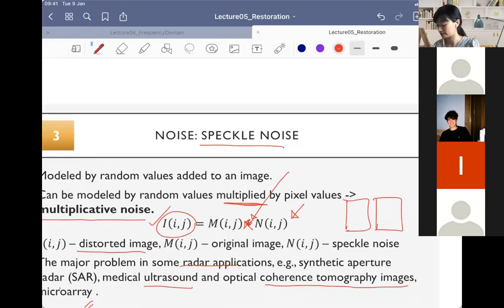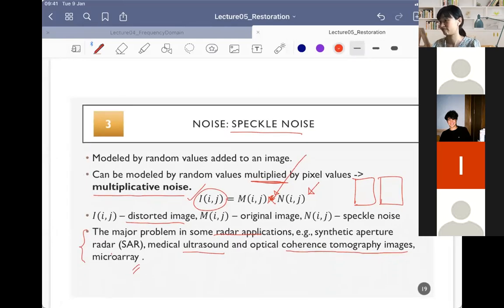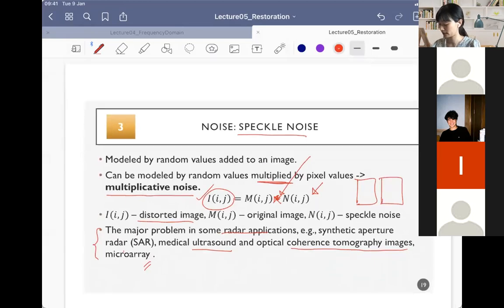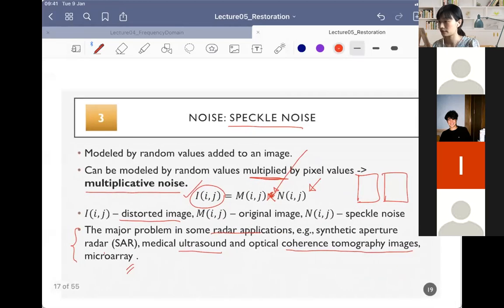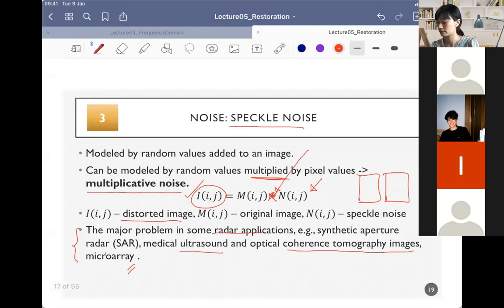The previous two noises are addition noise. So the salt and pepper and the Gaussian are addition noise, right? It's added to the original image. Okay. Can speckle noise be addition, because it's modeled by random values added to an image? You mean modeled by a random value, like adding speckle noise to the image? Can it be addition too? I was just curious about that. Okay, I wasn't really sure.